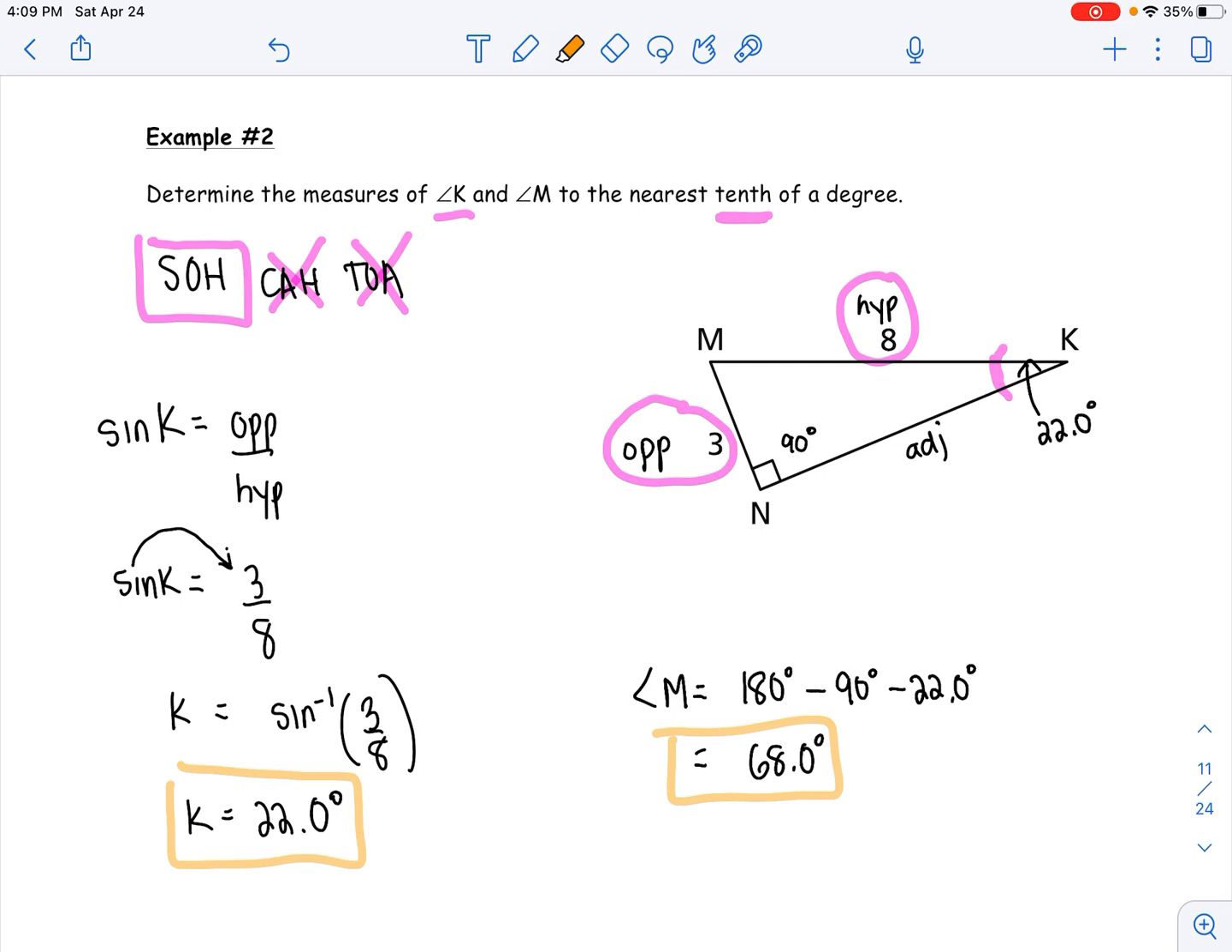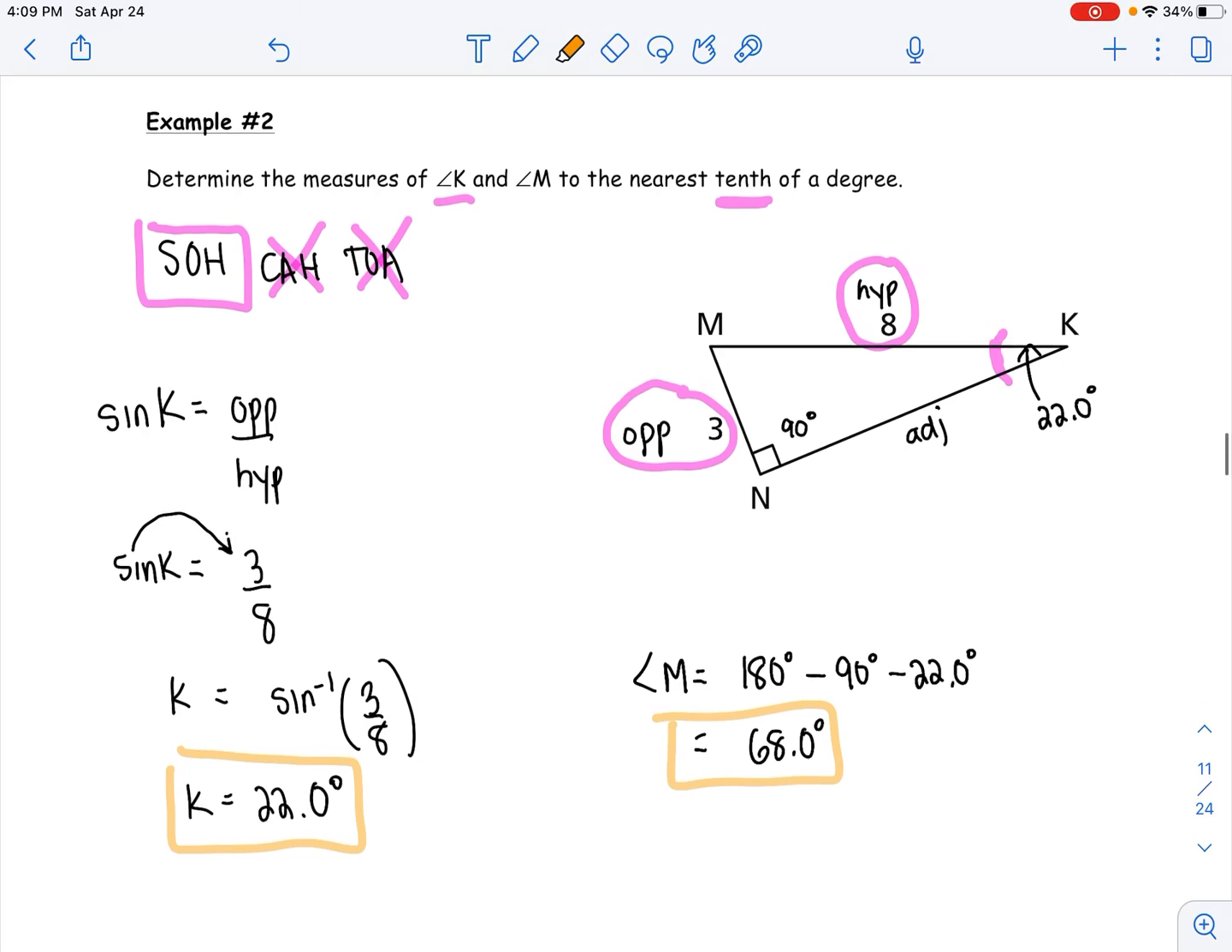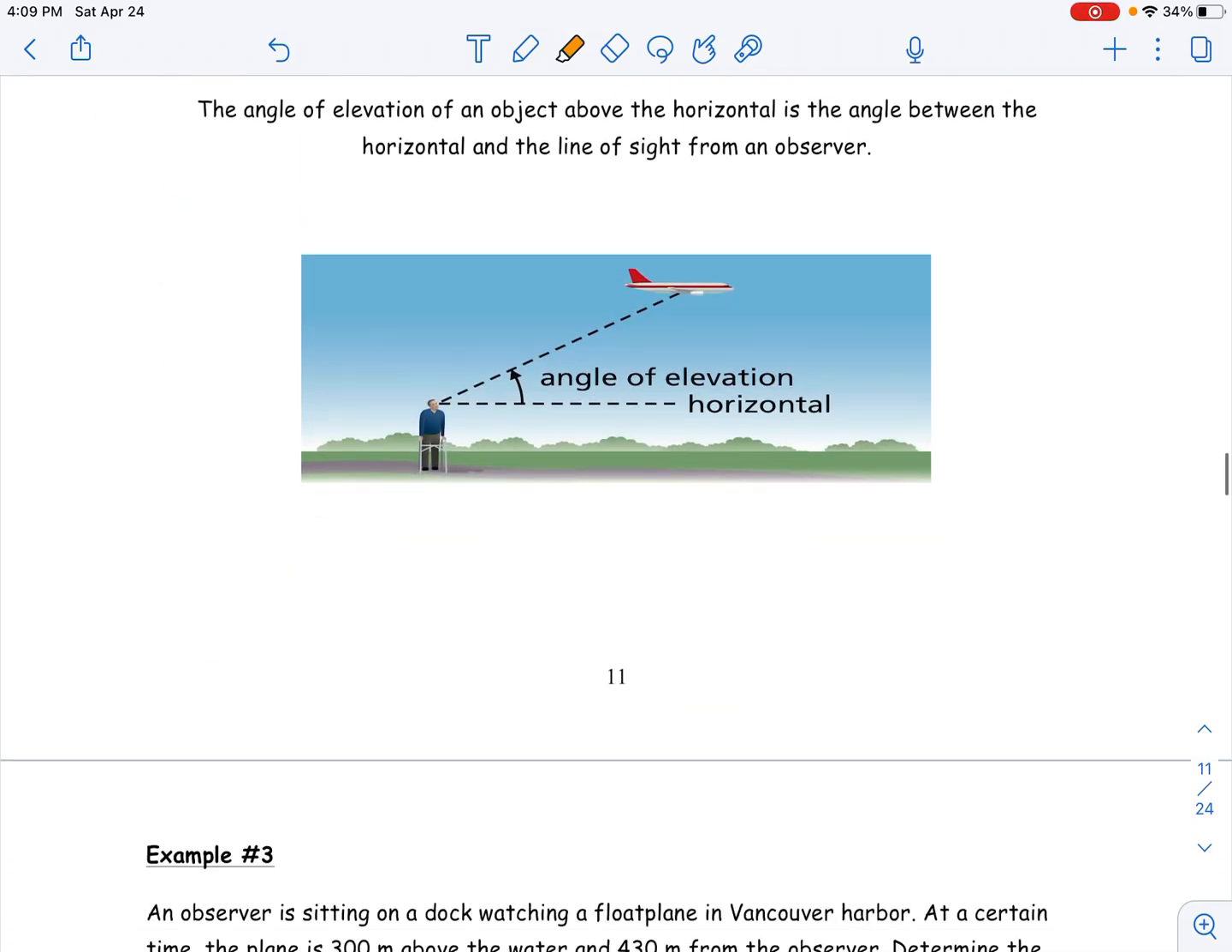Good. So step one. Whatever side length or whatever angle you start with, label your sides. Once you figure out what ratio you use, you're just plugging in the numbers and solving for your angle by doing the inverse. In this case, sine inverse. And once I find one angle, and I have two angles in total, I have to find the third by doing the 180 rule. 180 minus the other two gives me the missing angle.